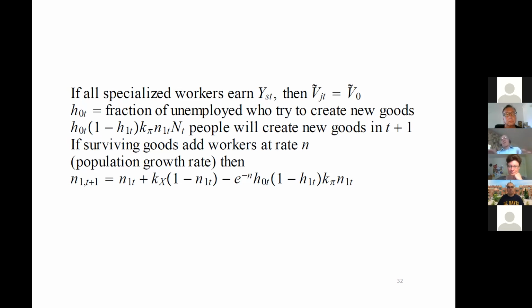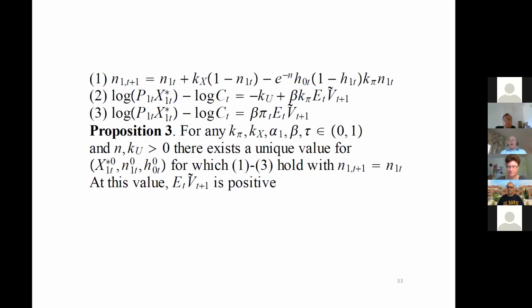So basically, without thinking about the symbols, the next period's value of N1 is determined by the number of people that are newly unskilled because their goods are discontinued, minus the number of people who are newly skilled because they successfully created a new job, a new good. And that's what that equation of motion ends up looking like.